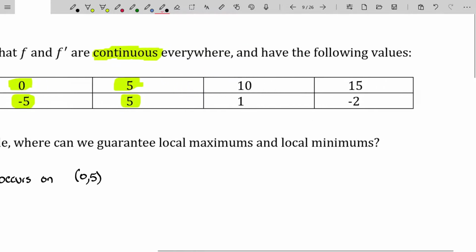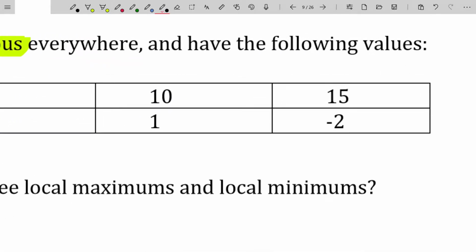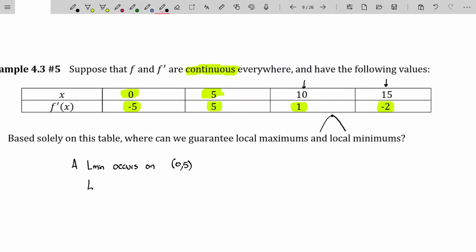But let's look at the next pair. Between x equals 10 and x equals 15, the derivative, which is continuous, remember, goes from a value of 1, which is positive, to a value of -2, which is negative, obviously. And because our derivative is continuous, the intermediate value theorem tells us that going from a positive to a negative for a continuous function, it has to cross 0. So there's a point where our derivative is going to be 0. Our derivative went from being positive to negative, so therefore we must have a local maximum somewhere between x equals 10 and x equals 15. So we have a local max on 10 to 15. We don't know exactly where, but that's all we can say from this table.